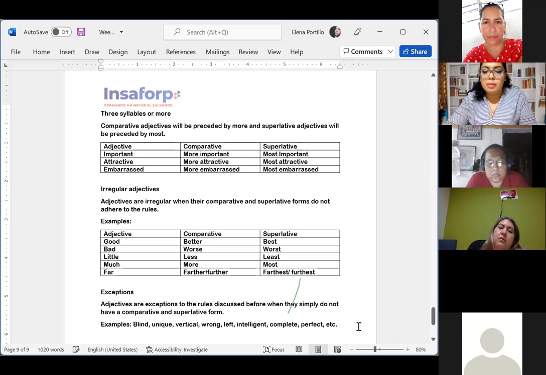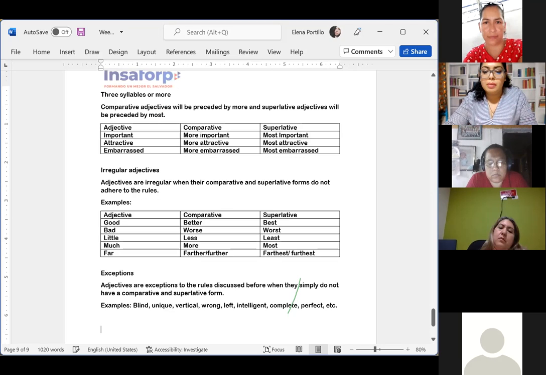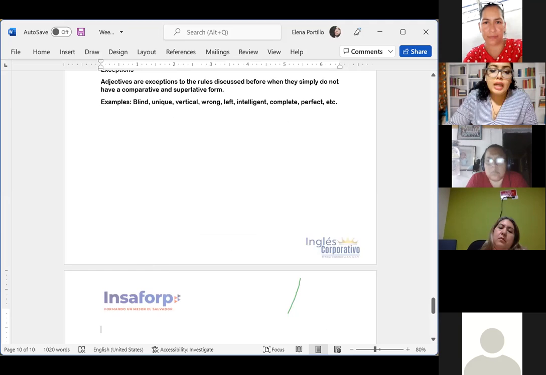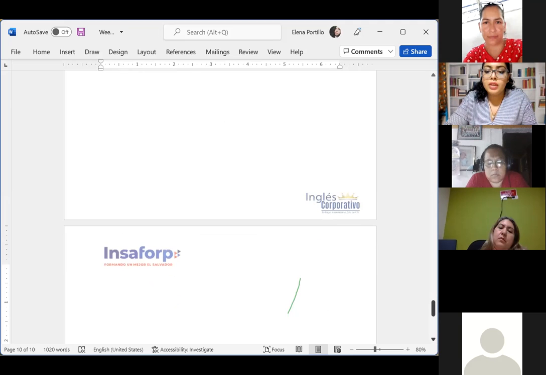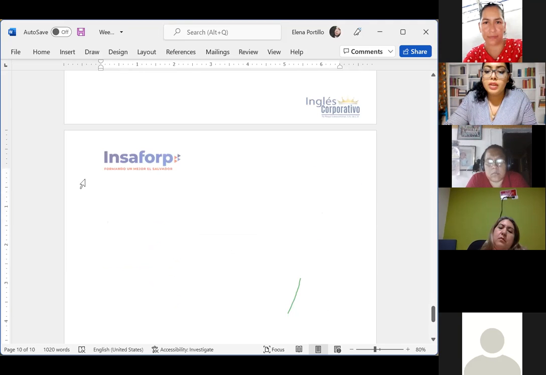Vamos a tener unos ejercicios que tienen que ver con los adjetivos que hemos estado viendo. Así que vamos a escribir los ejercicios y lo más seguro es que los completemos mañana. So we have exercises. Because it is not just one. There are a lot of exercises.